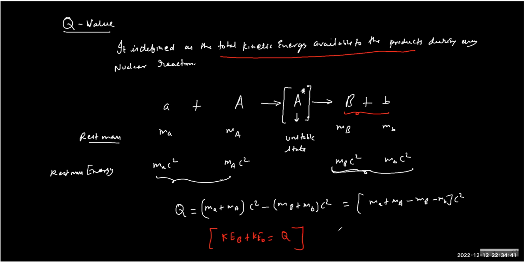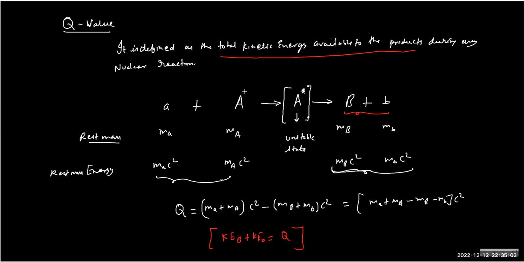Now, here we have to understand something more. Q can be positive, and Q can be negative also. The question is, can we have negative kinetic energy? No. So this assumption holds only when Q is greater than zero, positive. But there is some situation in which Q can be negative. I'll come to that in detail.